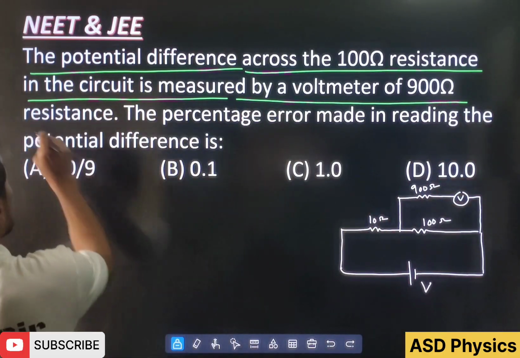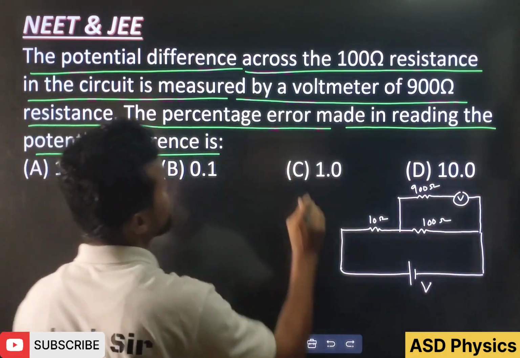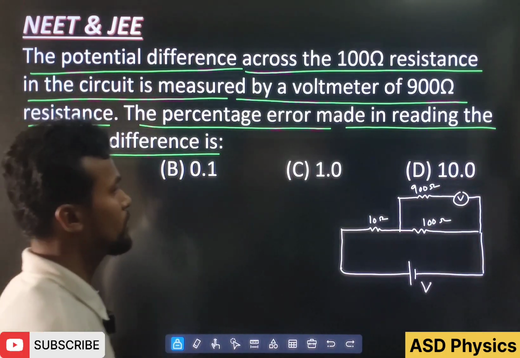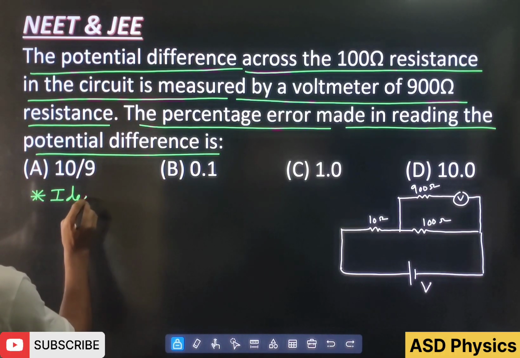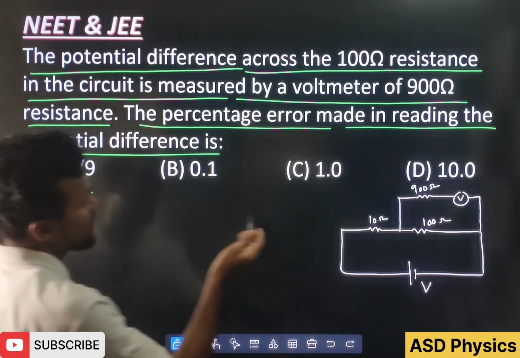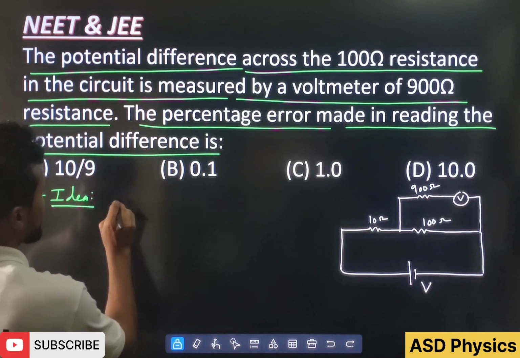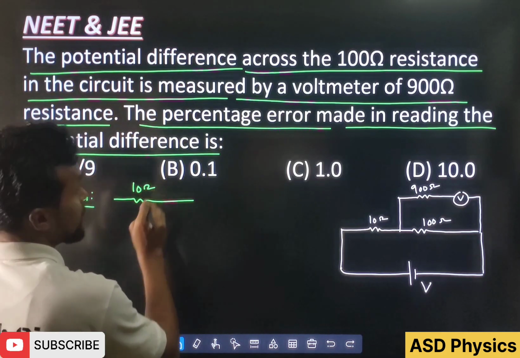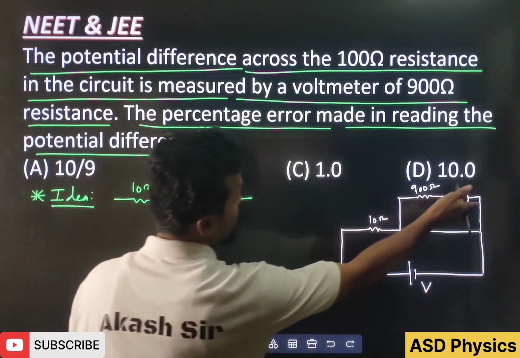Error is going to give resistance. The percentage error made in the reading is how much here? Remember that for the ideal case, the voltmeter will be replaced by an open circuit. Ideally, see, this is 10 ohm and this is 100 ohm, and the voltmeter here becomes an open circuit.